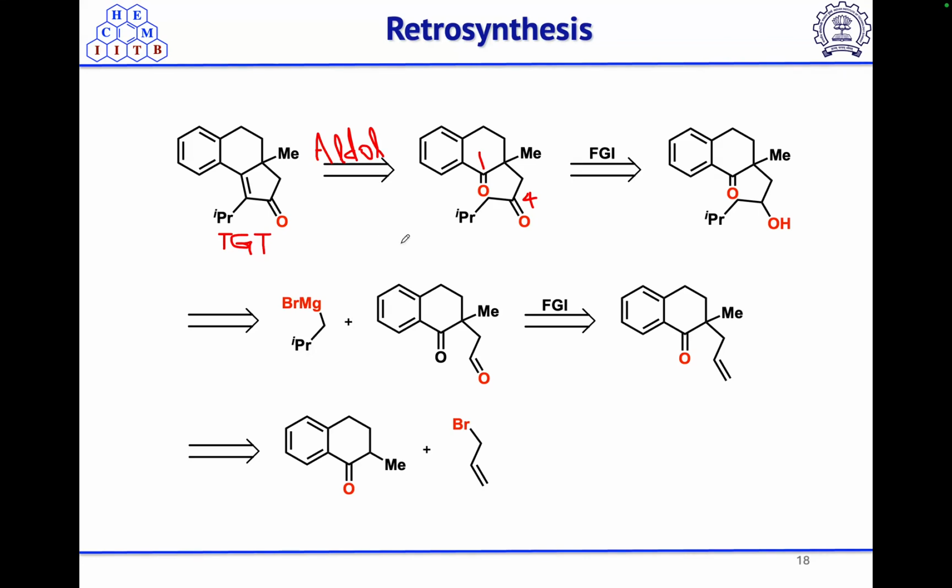Now from where can we get this 1,4 diketone? We have to think further in this retrosynthesis about where we can get this 1,4 dicarbonyl compound. Basically, it is a functional group interconversion of this alcohol to ketone. Simply by doing oxidation we can get this carbonyl compound.